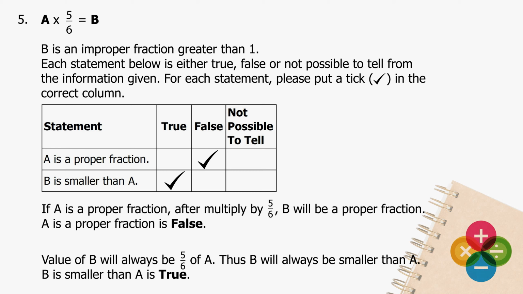The value of b will always be 5/6 of a. Thus b will always be smaller than a. b is smaller than a is true.